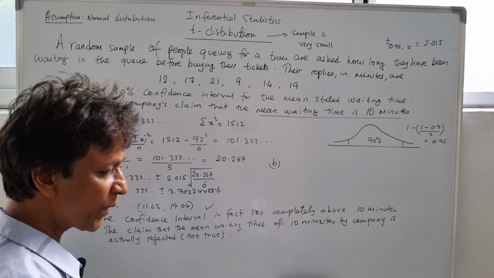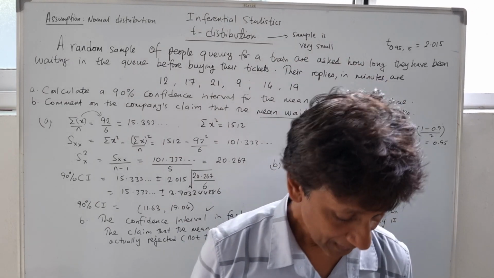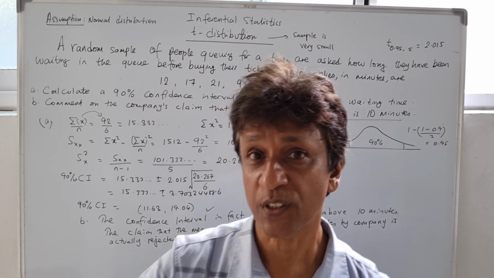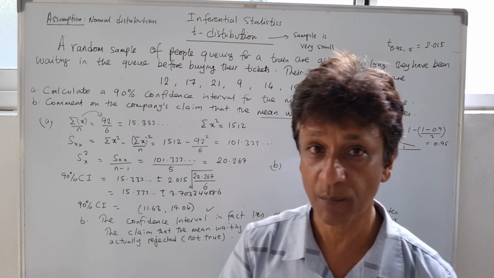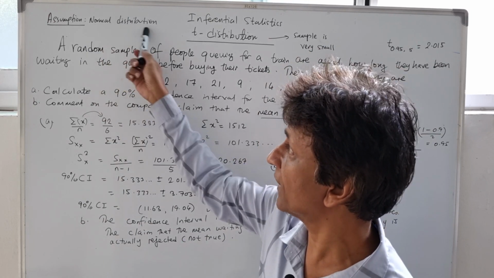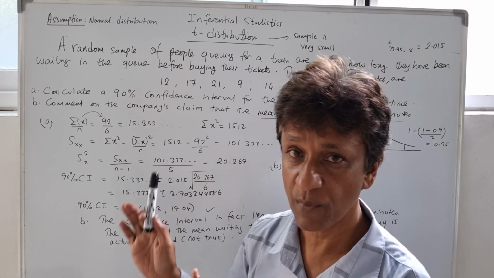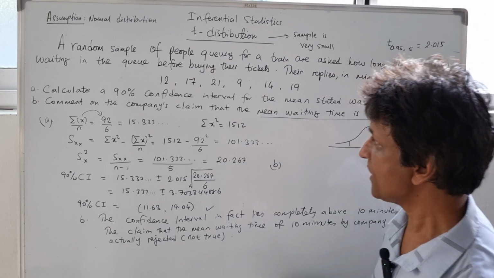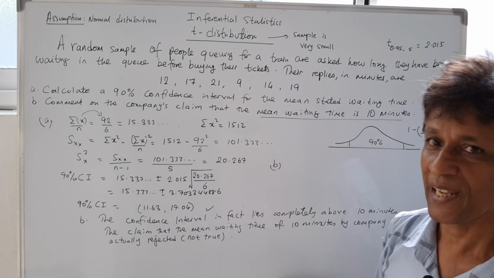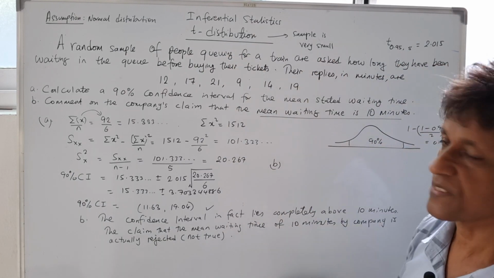All right, so this is how we go about calculating the 90% confidence interval for a small sample coming from a normal distribution, because the assumption is that all the data is coming from a normal distribution. And we've used the t-distribution again. Why? Because our sample size is very small.